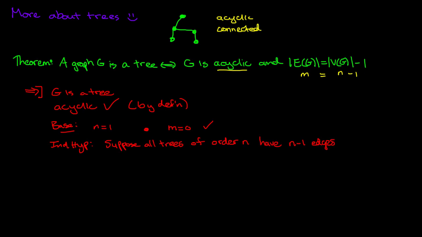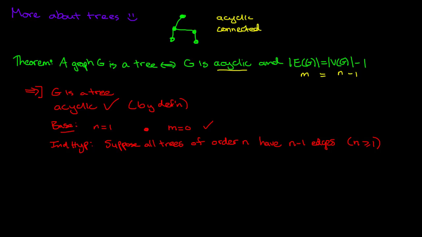And here is our induction hypothesis. Suppose all trees of order n, remember order n just means that they have n vertices, suppose they all have n minus 1 edges. And this is something that we suppose for some n which is bigger than or equal to 1. We already know that it's true in the n equals 1 case.